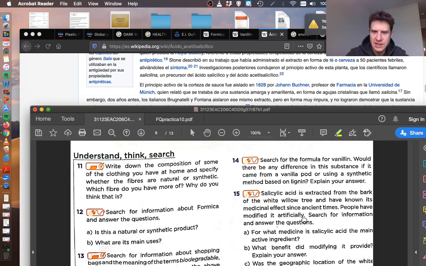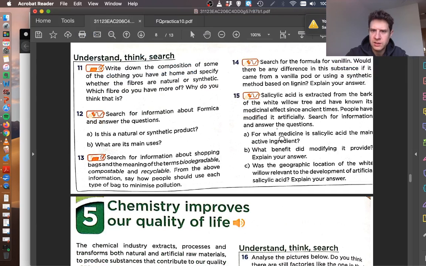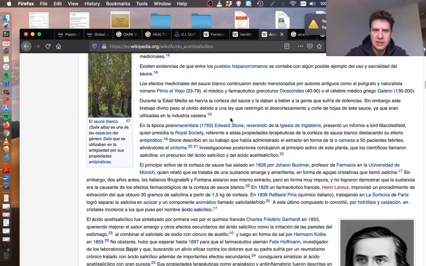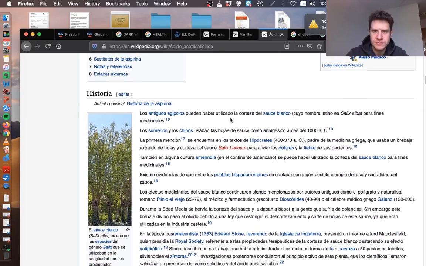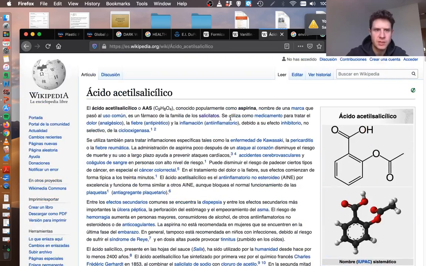This is the salicylic acid. Yeah, and they're asking for what medicine is salicylic acid the main active ingredient. So the main active ingredient is ácido acetil salicílico, que viene del... ¿Esto está en español? Ah, está en español. Bueno, ácido acetil salicílico, como aspirina, para el dolor, la fiebre, la inflamación, etc.